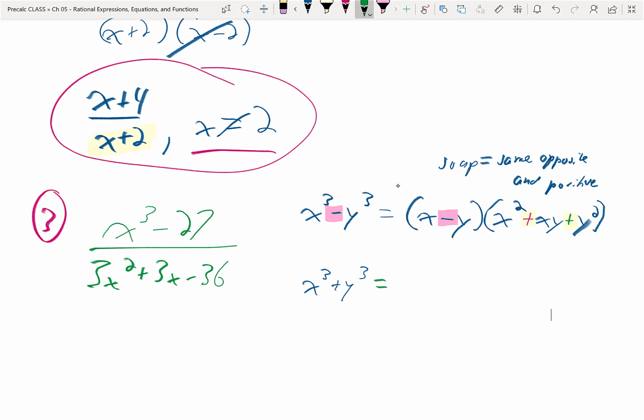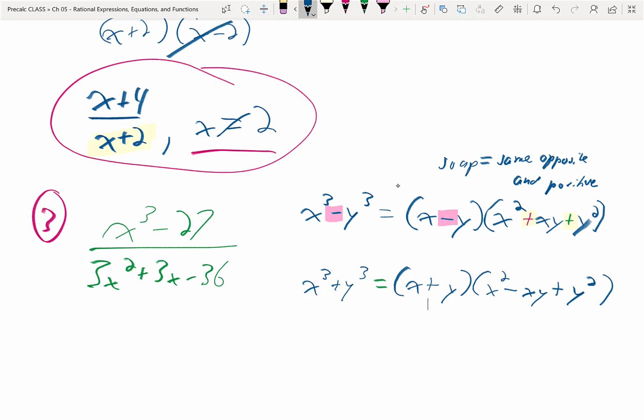A sum of cubes factors virtually identically with the exception of the sign. So I'm going to write the same terms in the same place. Same means it's a plus. Opposite means instead of a plus, it's a minus. And always positive means it's the end.